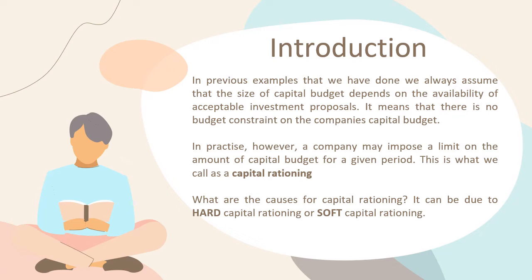In practice, a company may impose a limit on the amount of capital budget for a given period. Perhaps for both of the projects that give positive NPV, the total initial investment required is 100,000. However, for this current period, I only have 80,000 for capital budgeting. So this is what we call capital rationing. How do we choose between those 2 projects? So what are the causes for capital rationing? It can be due to 2 reasons, which are hard capital rationing and soft capital rationing.